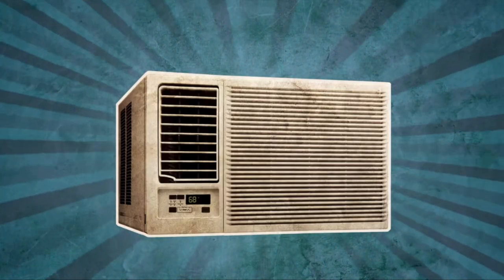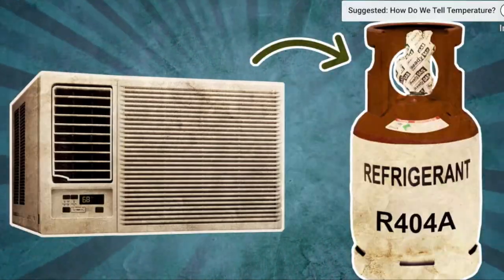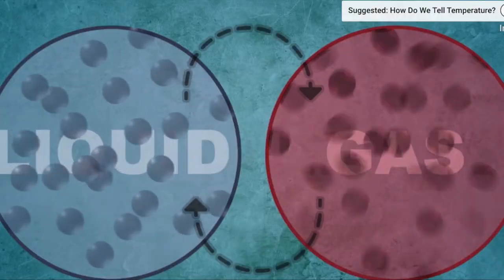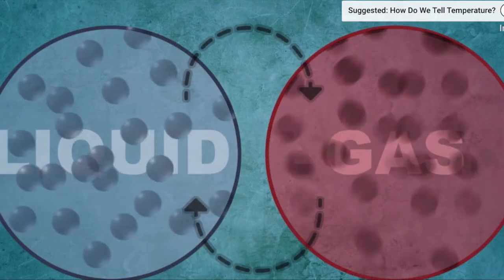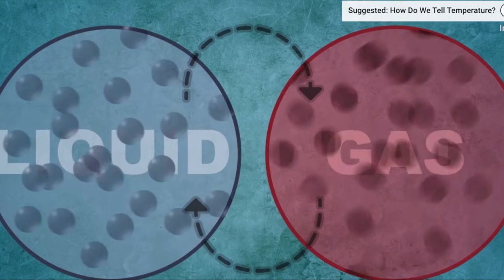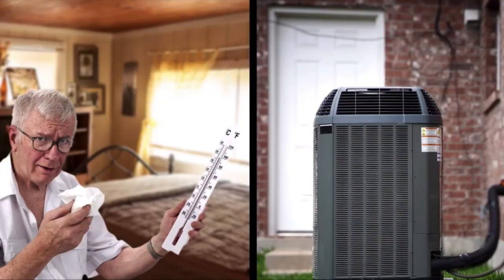An air conditioner's basic job then is to use a fluid called a refrigerant that constantly changes from a liquid to a gas and back to a liquid again to move heat from one place, like your sweaty bedroom, to another, outside, where it's already hot and miserable anyway, so who cares?